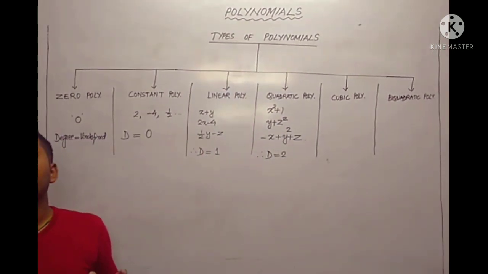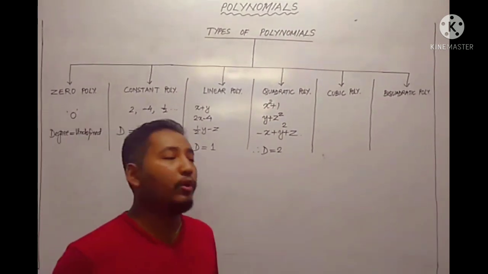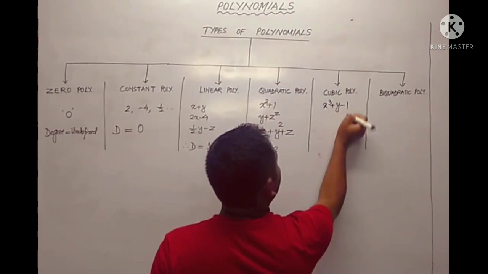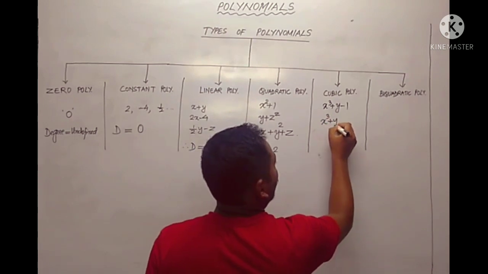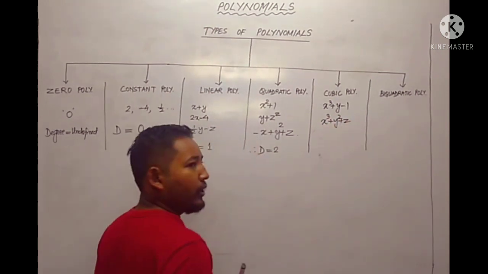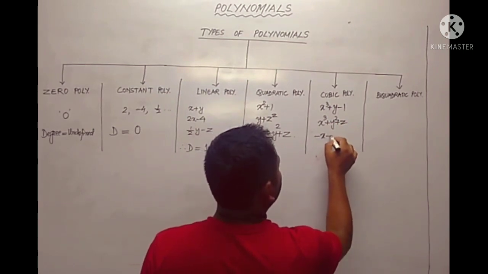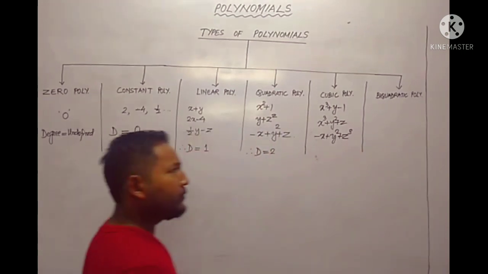Again, a cubic polynomial is a polynomial whose degree is 3, means whose highest power is 3. I can give you some examples. x cubed plus y minus 1. Can give one more example: x cubed plus y square plus z. You can give one more example: minus x plus y square plus z cube.